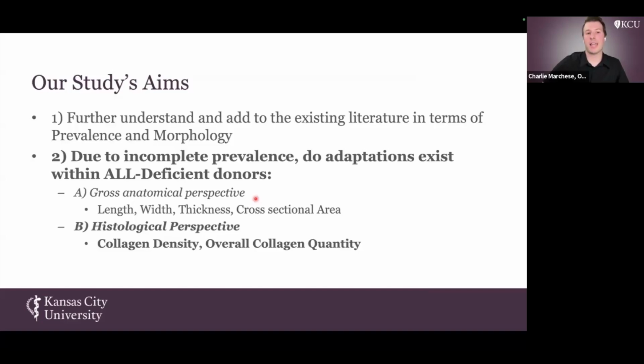Now we have our second, or I guess this is our third aim, but our second aim that involves adaptations within the donors. This is where we'll spend most of our time today. This is definitely more of the technical aspect of the paper. We are involving some histology stains and some histological analysis. So there's a fair amount of information that we can go into on these. I think these are super interesting. Regarding the histological perspective, the two measurements that we wanted to find were the collagen density and then the overall collagen quantity of these anatomical structures when we compare ALL present donors to ALL deficient donors.